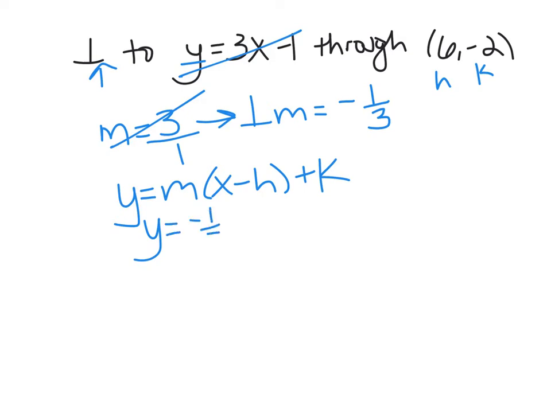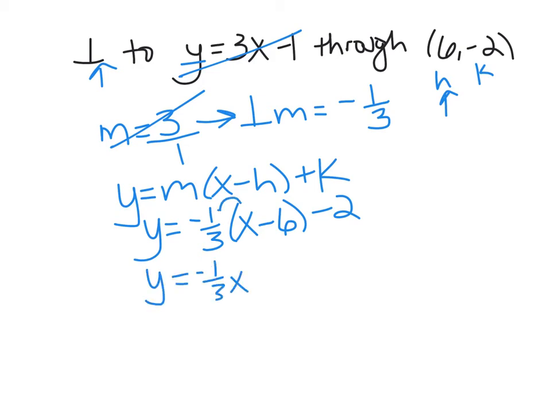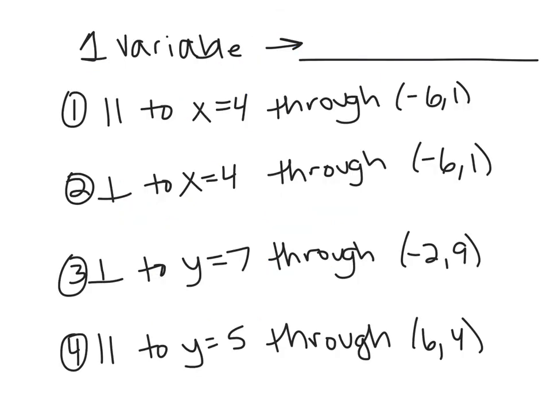Negative 1/3 x, minus means opposite. The opposite of positive 6 is negative 6, and then we keep k. So y equals negative 1/3 x. Negative times a negative is a positive, and 1/3 of 6 is 2. And then 2 minus 2 is 0. So my final equation is just y equals negative 1/3 x.